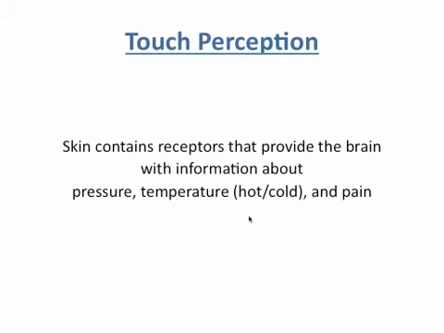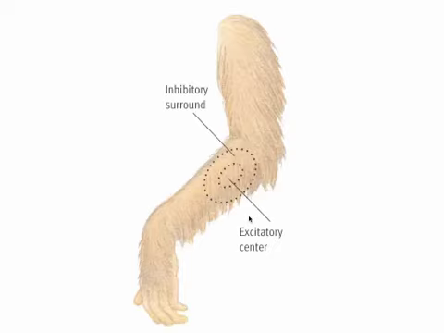Now, touch perception. It's the last type of sense perception that we'll talk about. Pain perception, oh, and pain, well, very associated with touch perception. The skin contains receptors that provide the brain with information about pressure and temperature, whether you're touching something relatively hot versus cold, and pain.